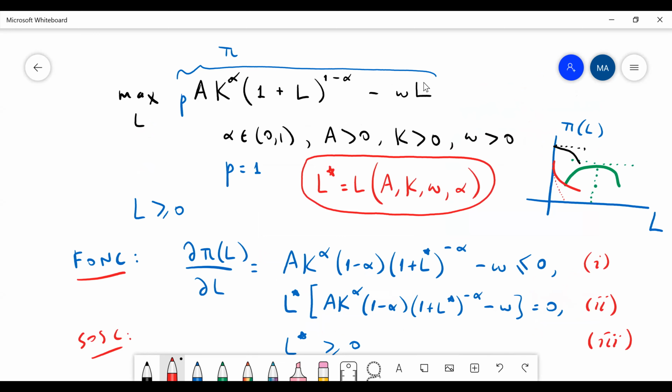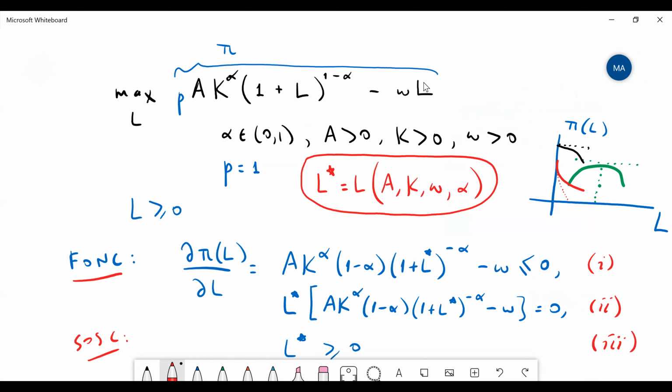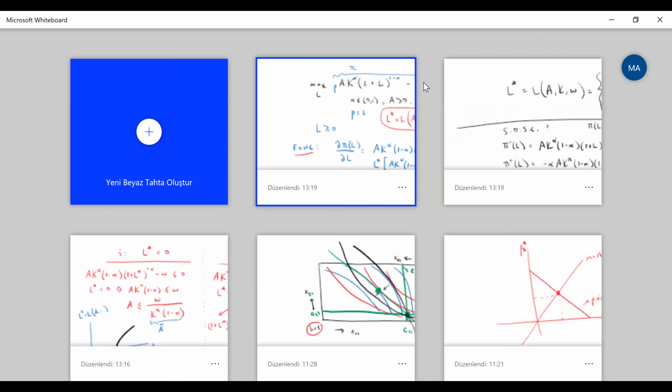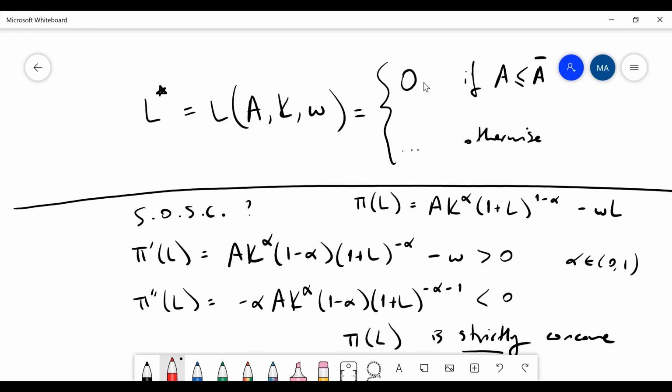Depending on parameters, let's say in terms of productivity, we express the solution in this way. From an economic point of view, this is very meaningful: if the workshop is not sufficiently productive, it is optimal for the master to work by himself or herself.